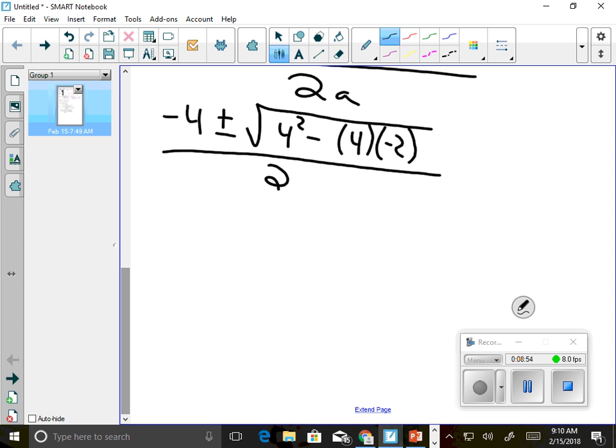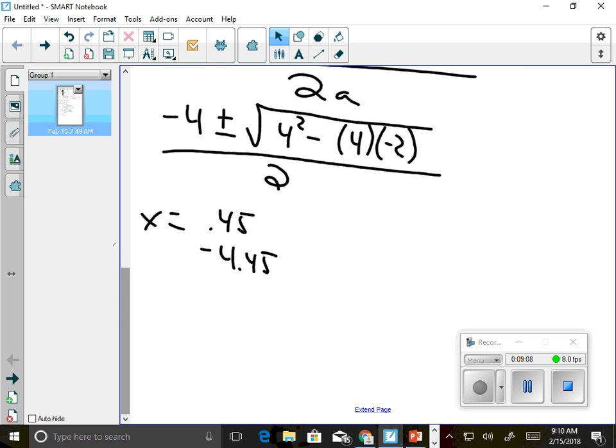If you do this, you would get two values, 0.45 and negative 4.45. In the quadratic formula, you have the plus version and the minus version, so you're going to get two numbers. Now, in your math class, when you are taught the quadratic formula, you get two values, you're happy, you're done. Not in this class.